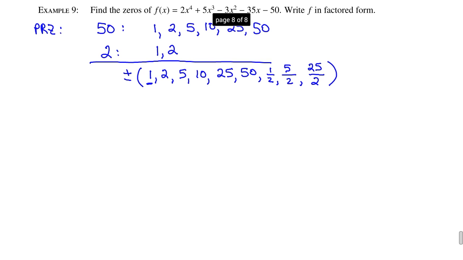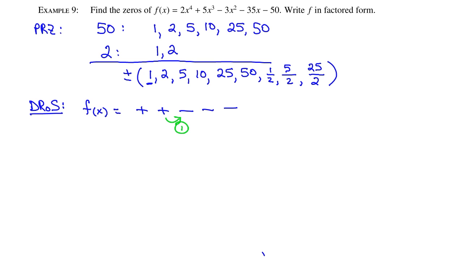Next, let's use the Descartes rule of signs. And I'll just go ahead and list all of the signs for f of x. It's positive, positive, negative, negative, negative. Let's count the sign changes, and I only see one. So that means the number of possible positive zeros is only 1.